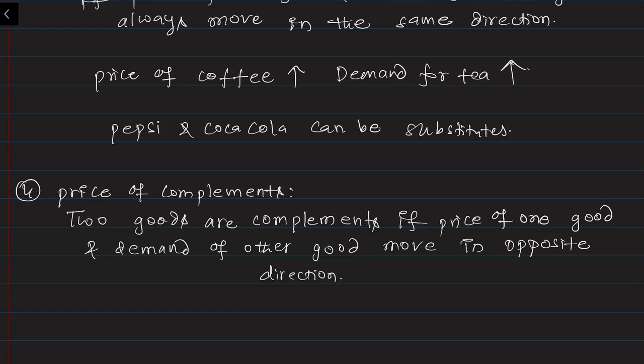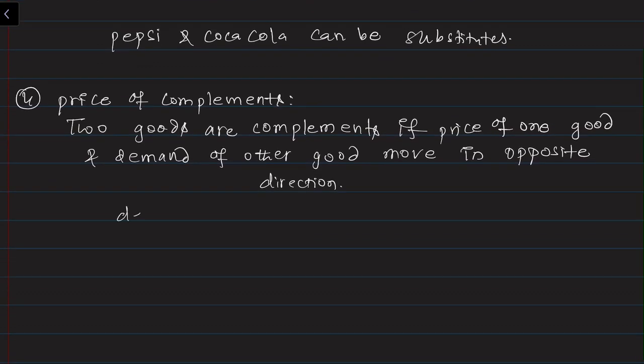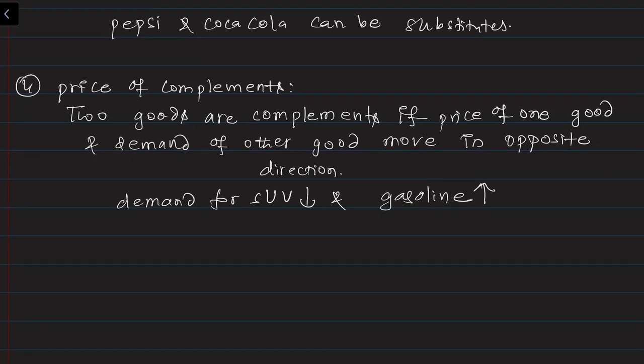For example, what happens to the demand for SUV when gasoline gets more expensive? When the price of gasoline rises, the demand for SUV will decrease, right? Because this is a vehicle that runs on gasoline. So the demand curve will shift to the left.